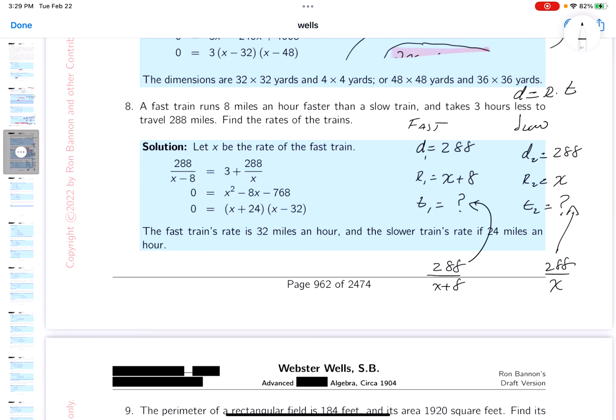Now, what do they say? Again, be very careful about this. It says it takes it 3 hours less to travel 288 miles. So I'm going to put an equal sign over here. Then the question is, who do I need to give 3 hours to make them equal? Well, I hope you realize the slow train takes a lot more time. So I got to give 3 hours to the guy that goes fast. Now, I'm at a stage where I'm hoping you can make sense that it was written down, but I got to solve the equation.